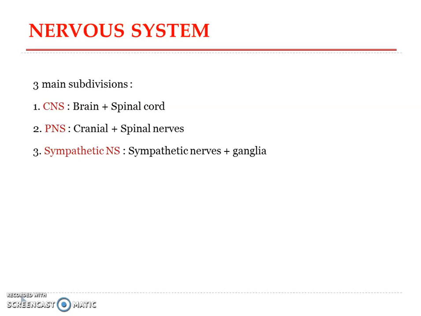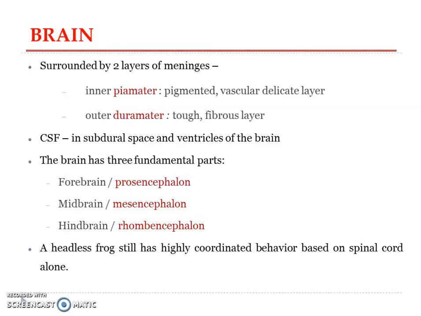The sympathetic nervous system is made of ganglionated sympathetic nerves. So it includes sympathetic nerves and the ganglia associated with the nerves. In this specific presentation, we will be dealing with the structure of brain in detail.